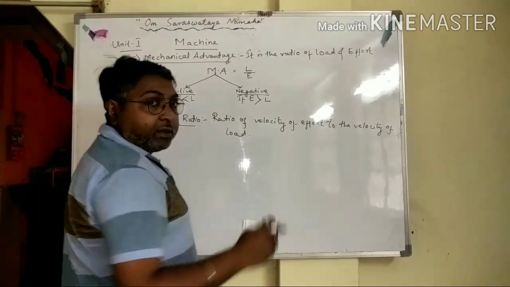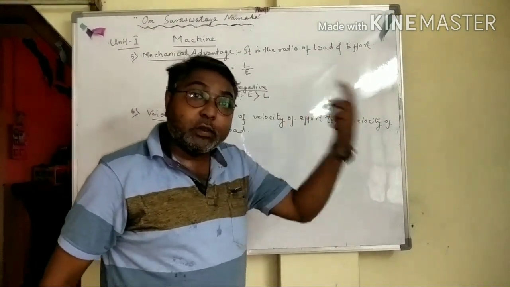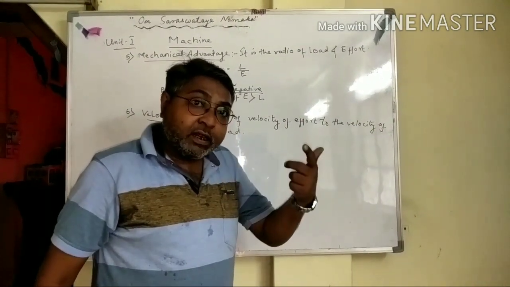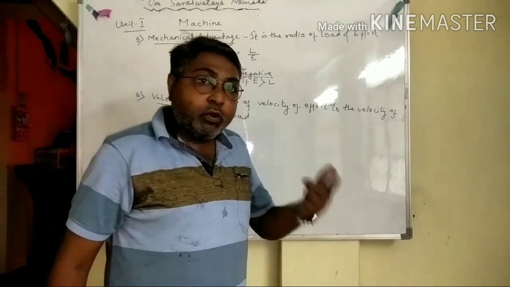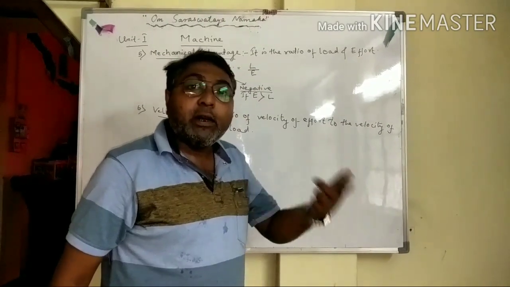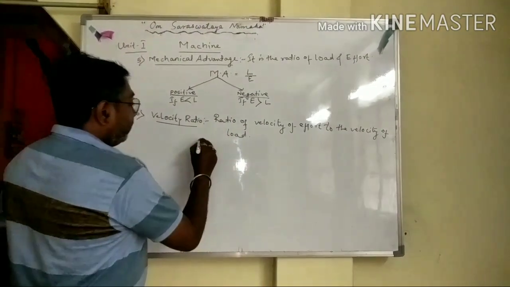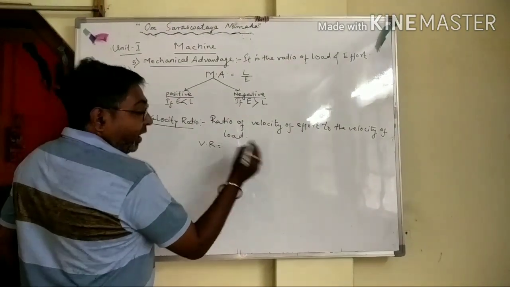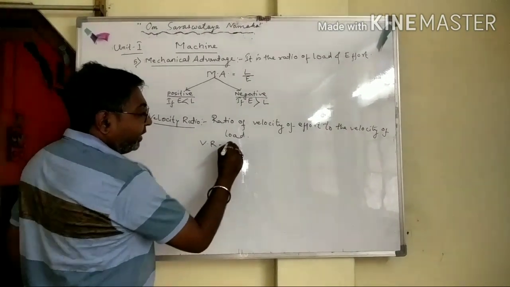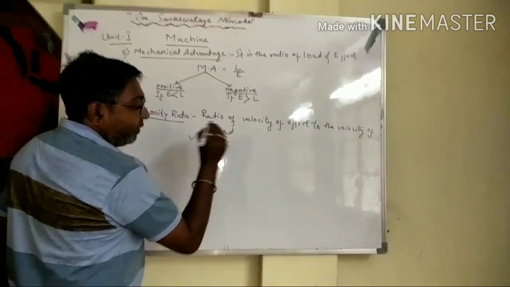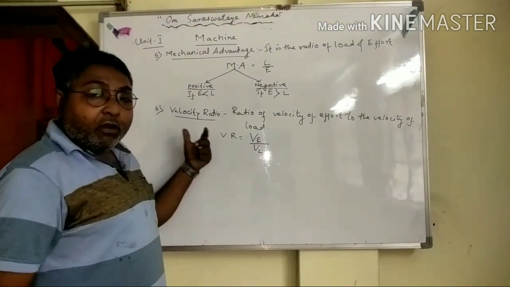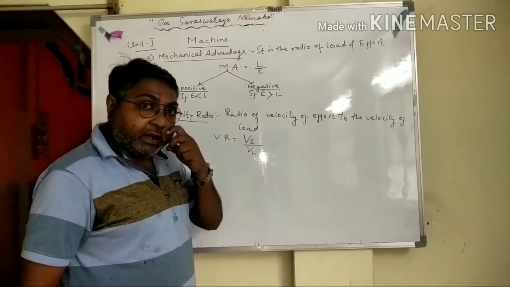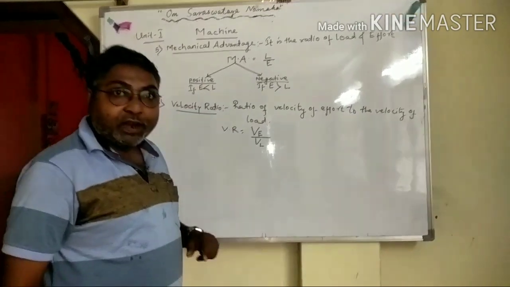What is the meaning of this? With what velocity the effort has been applied, and since an effort has been applied with a certain velocity, obviously the load will also move or get lifted up with a certain velocity. So velocity ratio, I am writing symbolically, V.R. equal to velocity of effort divided by velocity of load. Velocity ratio can also be defined in another way, which I will derive right now.